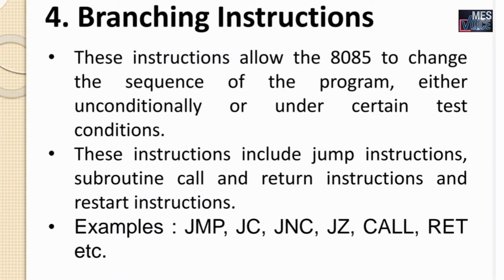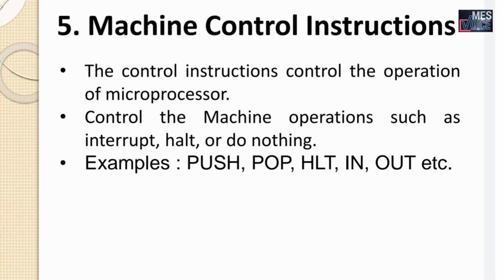Branching instructions alter the sequence of program execution either conditionally or unconditionally. These instructions include jump instructions, subroutine call and return instructions, and restart instructions. And the examples include JMP, JC, JNC, JZ, CALL, RET, etc. Machine control instructions control the operation of microprocessor. They control the machine operations such as interrupt, halt, etc. Some of the examples include PUSH, POP, HLT, IN, OUT, etc.